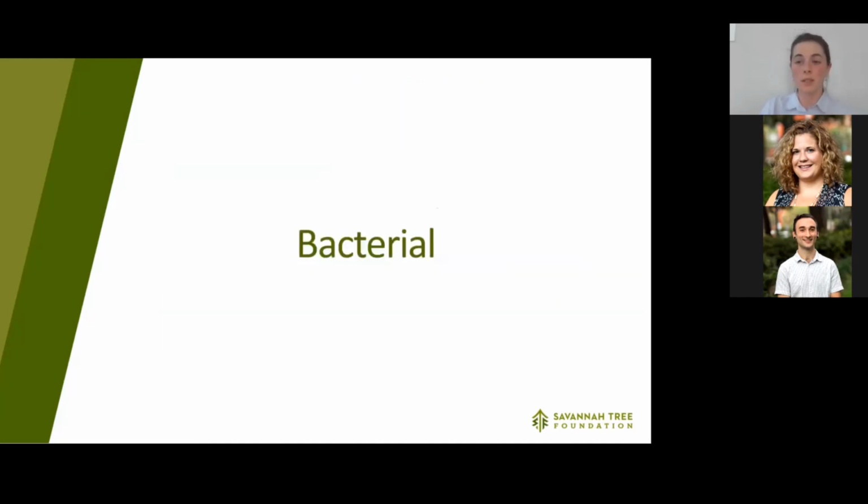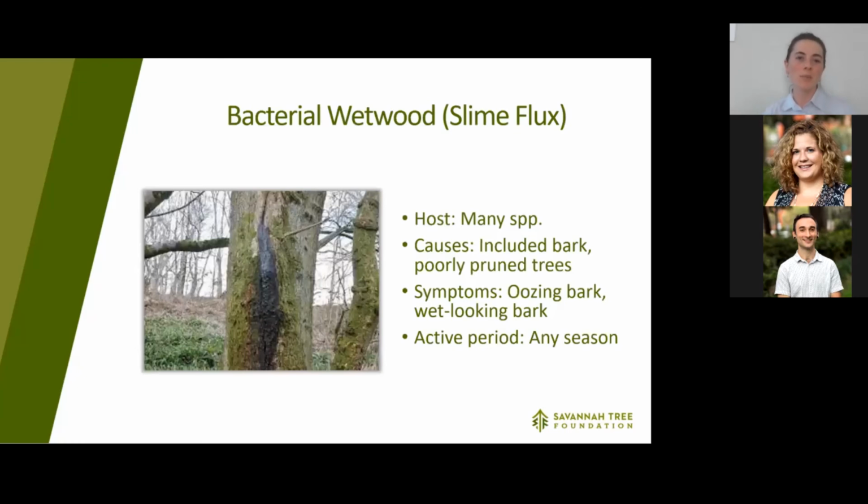And so there are also bacterial diseases that trees can get, which I did not know of until fairly recently. And mostly that's bacterial wetwood, so that's slime flux. And the host, it really affects a lot of species. It happens because of this term called included bark, which is basically when the tree rubs up against another part of itself, and it rubs on the bark, and so it creates an entry point for disease. And it can also happen on poorly pruned trees because if you remove a portion of the tree when you prune it, you can actually take away the tree's ability to defend itself or to release those natural chemicals that would otherwise prevent a lot of the bacterial and fungal infections.